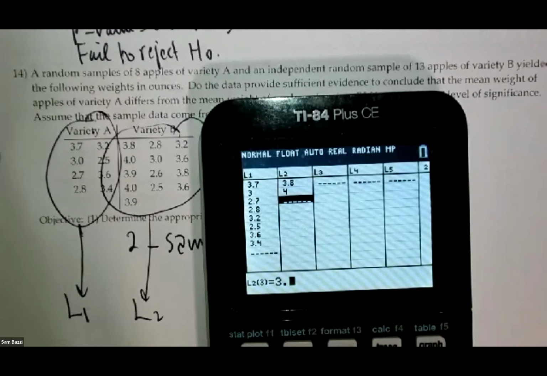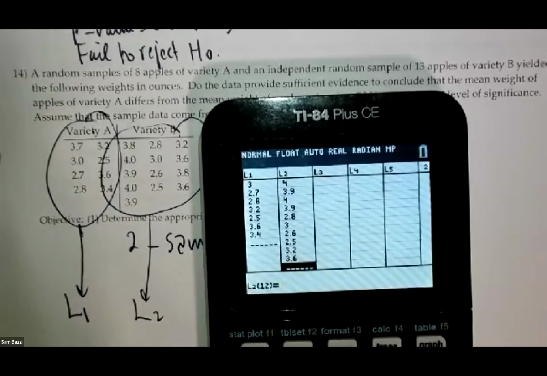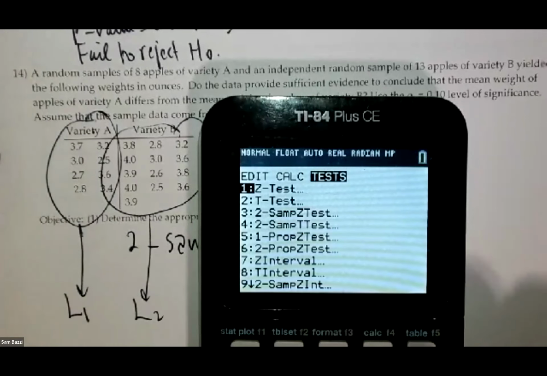4, 3.9, 4, 3.9, 2.8, 3, 2.6, 2.5, 3.2, 3.6, 3.8, and 3.6. Ready, guys, for the test? It's 2-sample t-test.